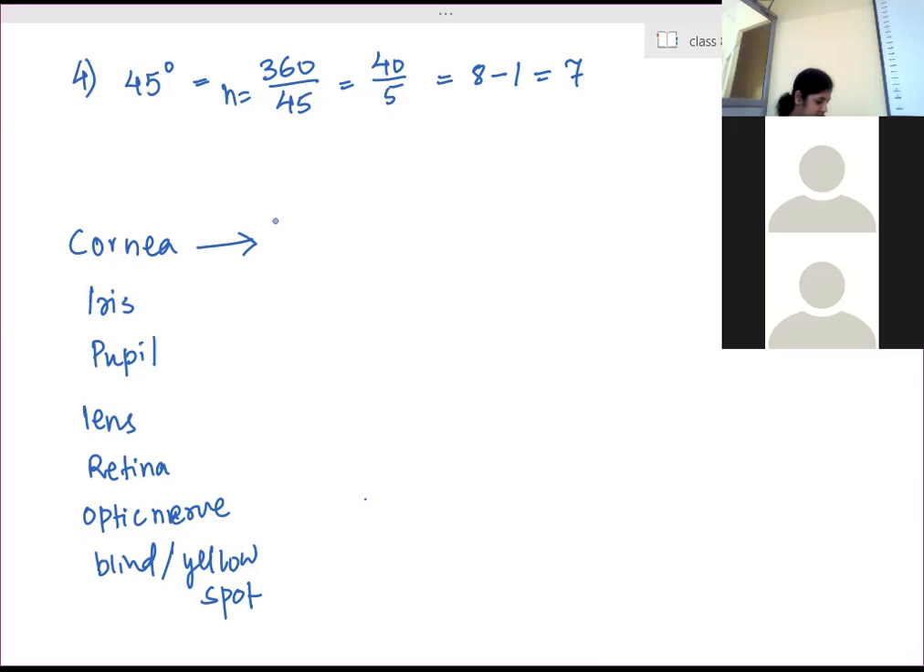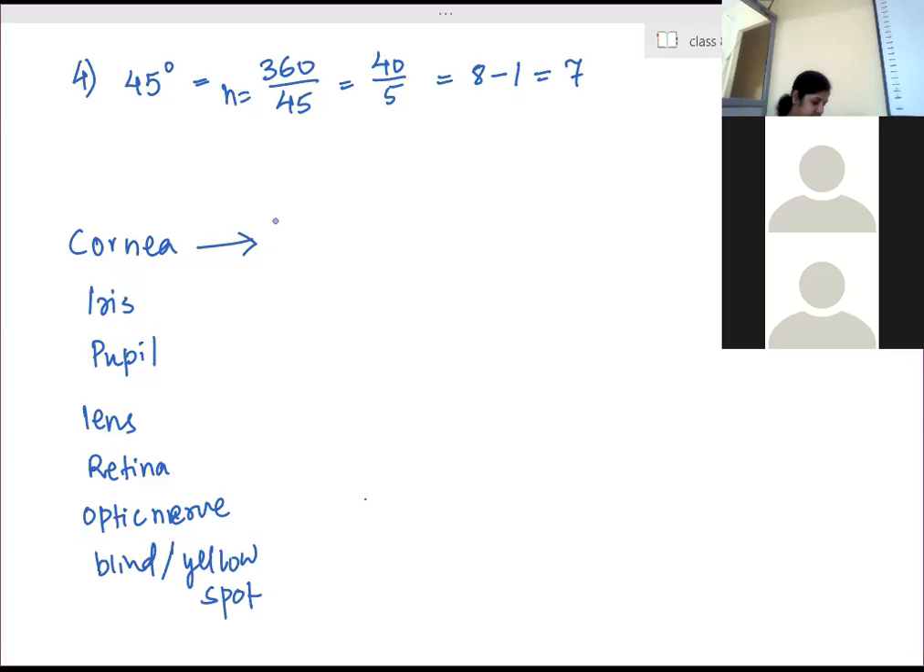Optic nerve function. It carries the sensation to the brain. They carry the picture information, image information, to the brain. Then blind spot. The image formed on the spot is not seen. The image formed at this place cannot be seen or processed by the brain.